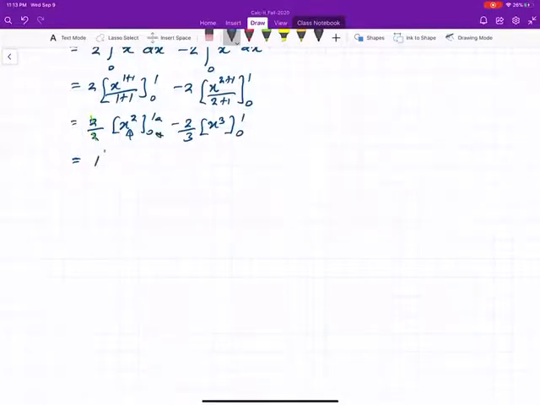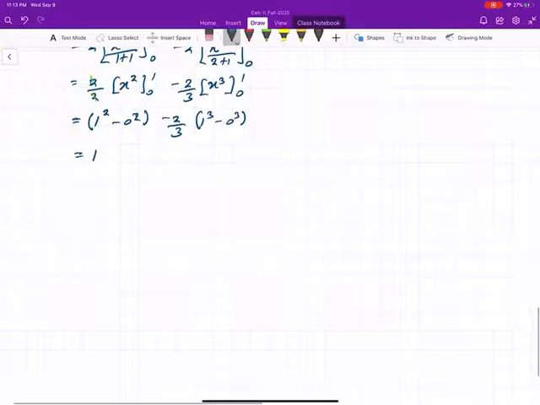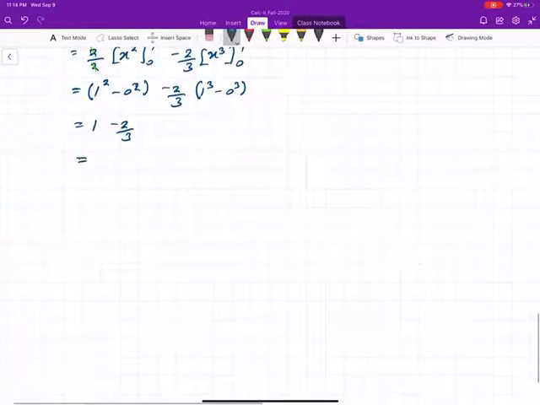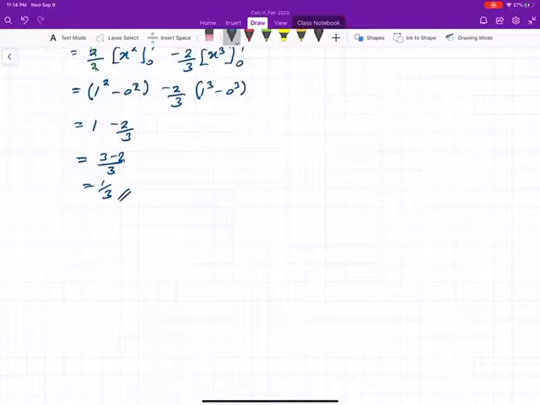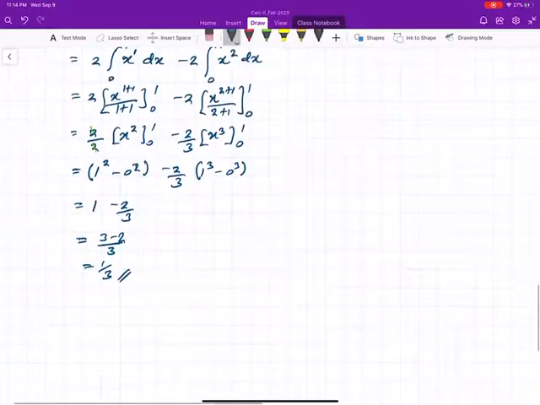So upper limit is 1. You put 1 squared minus 0 squared. And then here you write minus 2 over 3, 1 to the power 3 minus 0 to the power 3. Right, this is actually 1 minus 2 over 3. Alright, you can just simplify this by using your knowledge of fractions. The denominator is 3, the common denominator. The numerator is 3 minus 2, which is 1/3. Alright, so that is the solution for that.